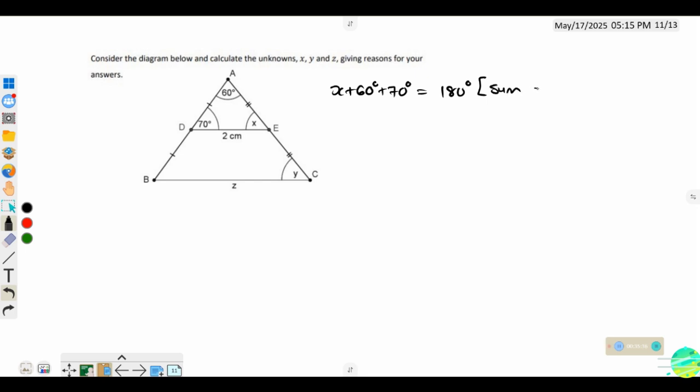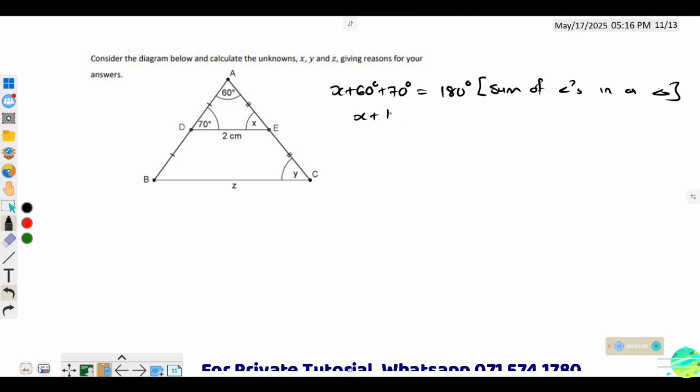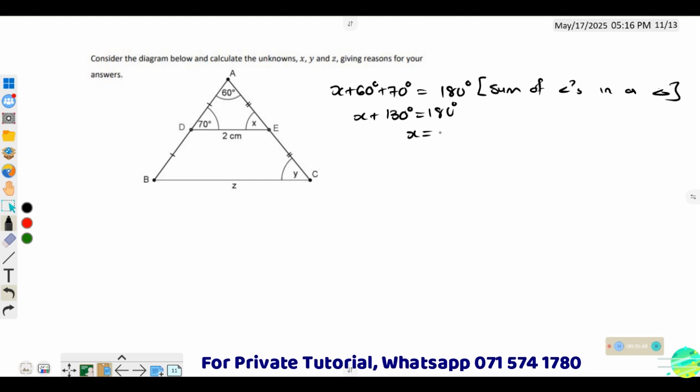And this is the sum of angles in a triangle, right? Or just angles in a triangle, which will then give us X plus this and that, which will give us 130 degrees is equal to 180 degrees. So X is equal to 50 degrees, like that. Okay, and once we have X, it means we have Y. But how? Let's look into it.